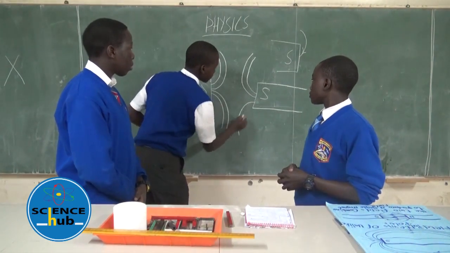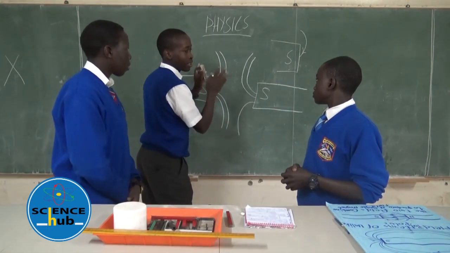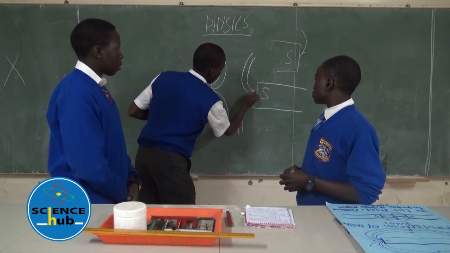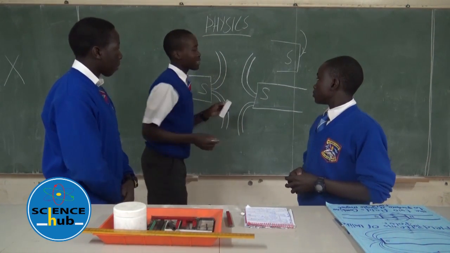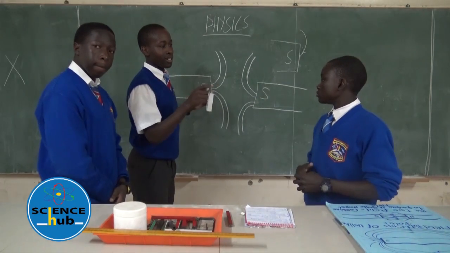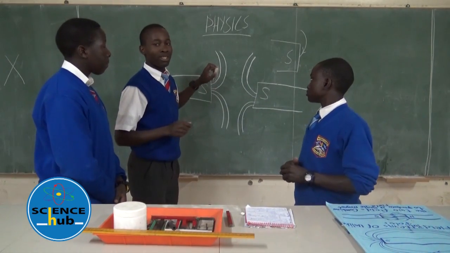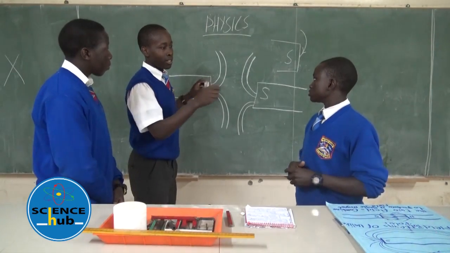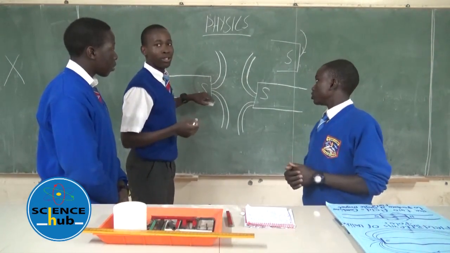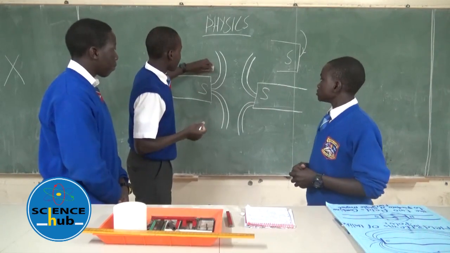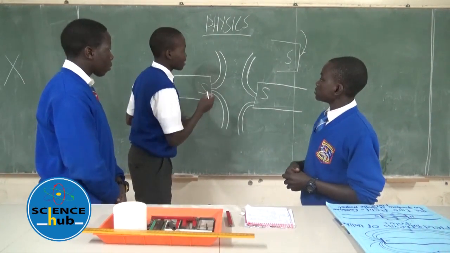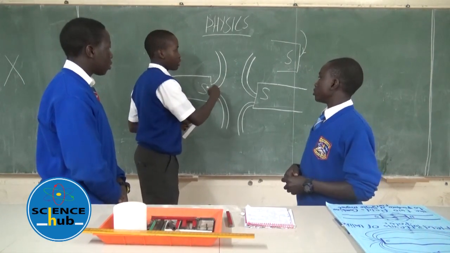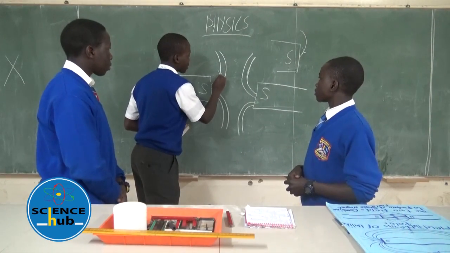So the magnetic field lines will tend to repel each other. We have said that one of the properties of magnetic field lines is that they originate from the North Pole to the South Pole. So in our case, we are going to indicate that the force of the magnet is going into the South Pole. So our arrows will be like this.